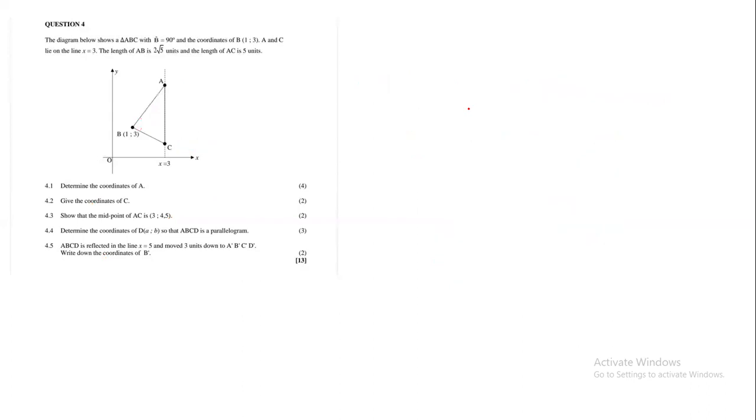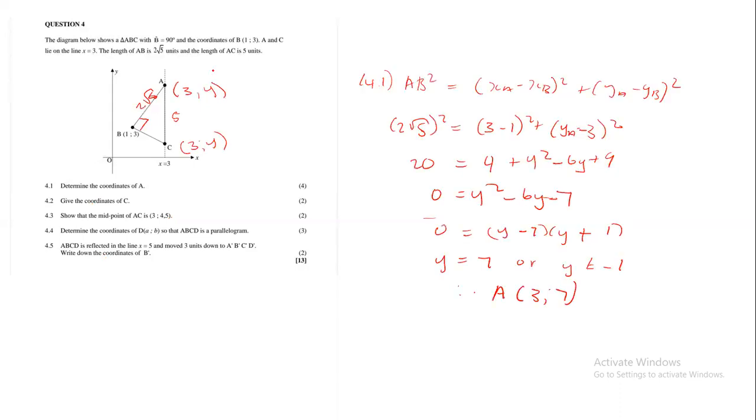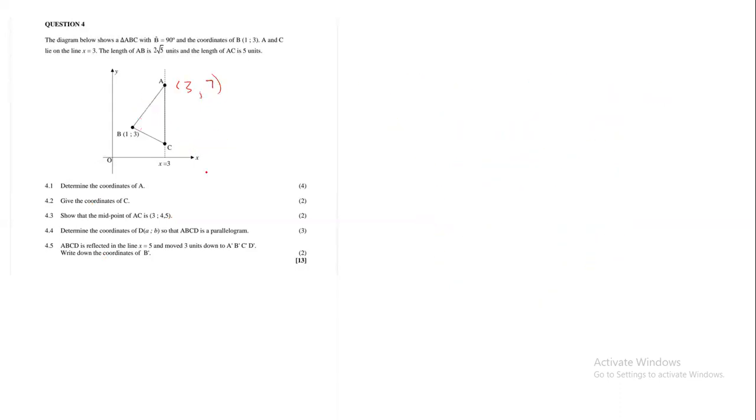That's how we solve 4.1. So now we have already determined that a is (3, 7). Now they want us to determine the coordinates of C. This is simple because it's 2 marks. Let me be honest with you guys. This is simple, okay? From here to here, it is 7 units. From here to here, it is literally 7 units. So from here to here, it is 1 unit.